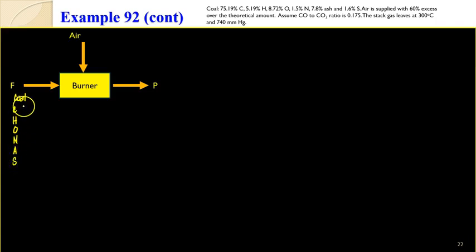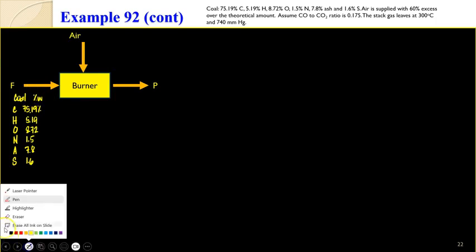So carbon is given as 75.19%, and then this is 5.19, this is 8.72, nitrogen is 1.5, ash is 7.8, and this is 1.6 sulfur. Since this is solid fuel, this one would be percentage by weight. I'll just erase the percent in here. Okay. Also, what else is given?